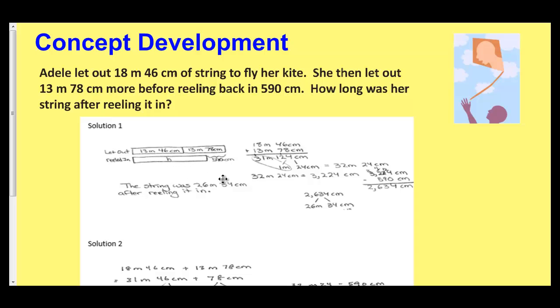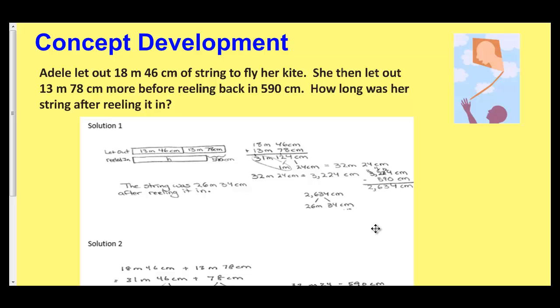So in order to find out that missing part, I went ahead and added together these 2 amounts, and I got 31 meters, 124 centimeters. And then because I didn't want to leave this as an improper number, because 124 centimeters can be converted to meters, I went ahead and pulled out a meter from that 124 centimeters and made that 32 meters, 24 centimeters. So I had 32 meters, 24 centimeters.